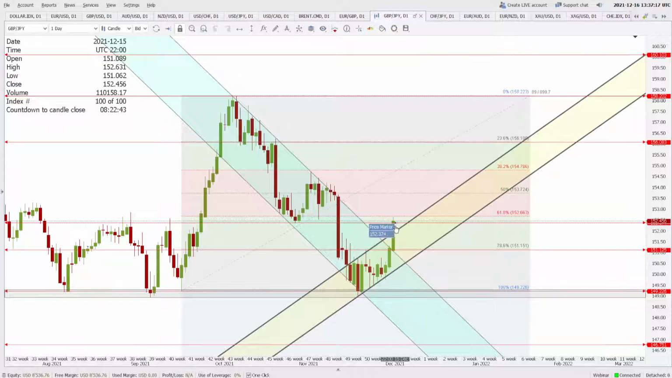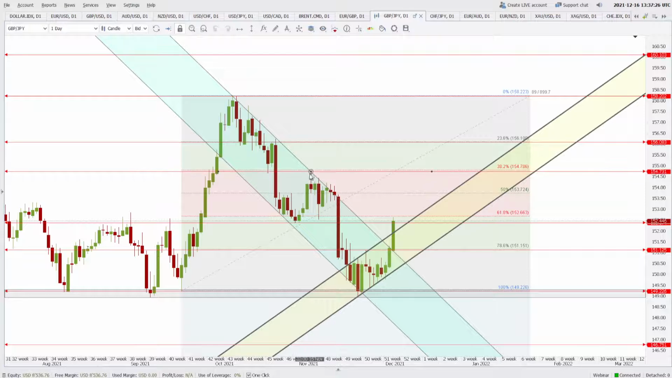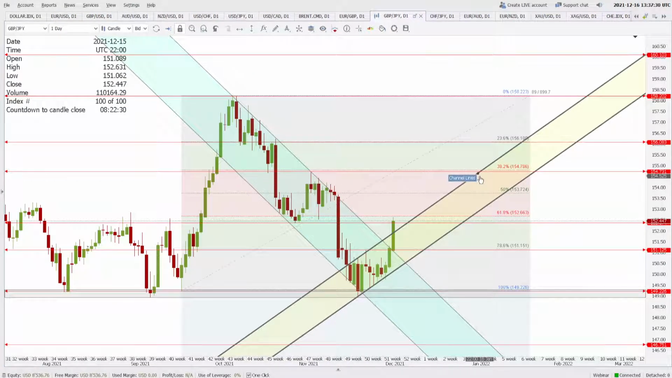But if we see a close higher than 152.37, I think in that case 156.08 will be exposed. But on the way you may find that these lows here, this high here and this low here may offer some resistance to the price at 154.73.